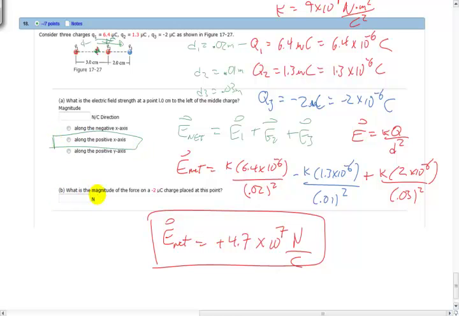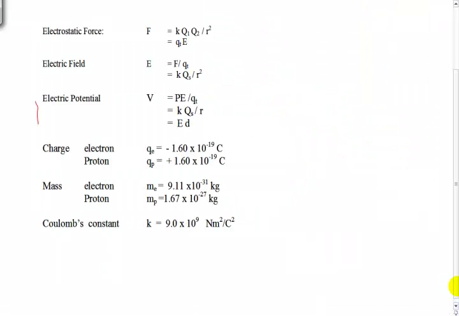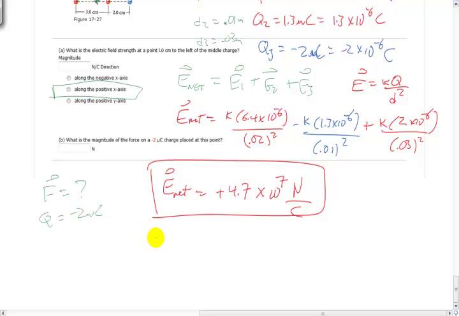Now the final question is, what is the magnitude of the force on a negative 2 coulomb charge? Now it's pretty easy because E equals F divided by Q. If we want to use our force equation, force is equal to Q times the electric field. F equals Q times E, or E equals F over Q. Once you know the strength of the electric field, we can find F by multiplying Q times the electric field strength: coulombs times newtons per coulomb. So it's 2 times 10 to the negative 6 multiplied by what we just got, 4.7 times 10 to the 7th.